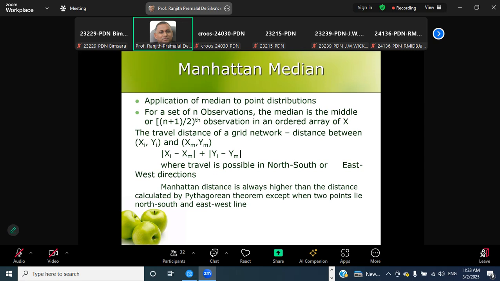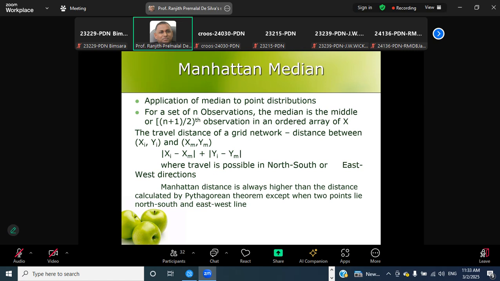So if you are given a set of data and asked to calculate the mean center, median center, and then weighted mean center, weighted median center, and Manhattan median, you should be able to do it if you understand the concept.